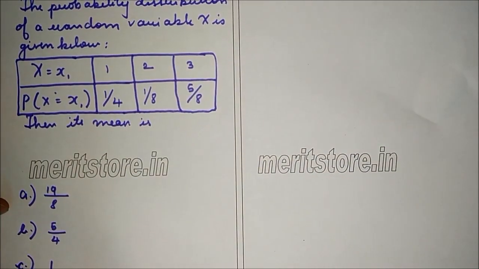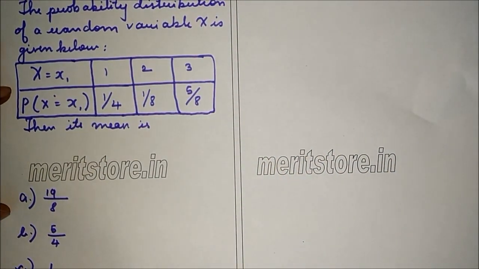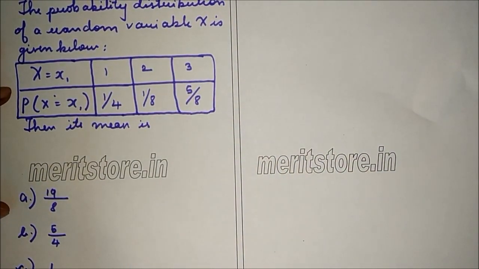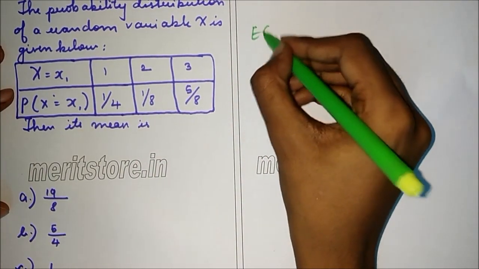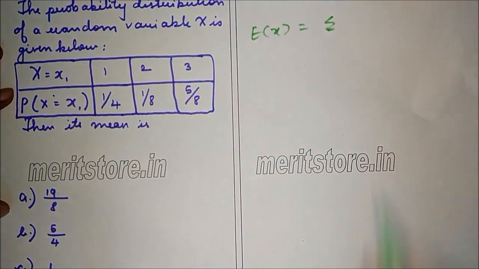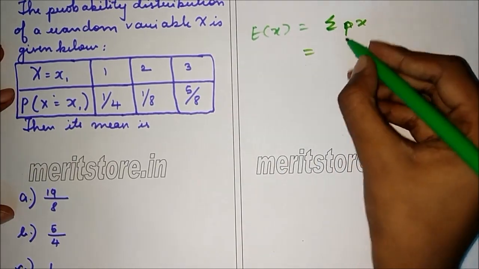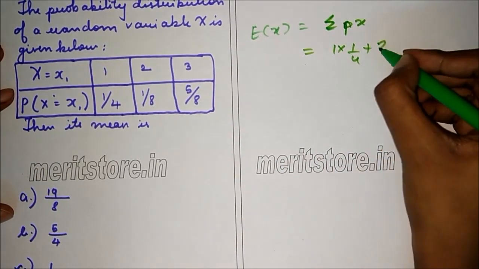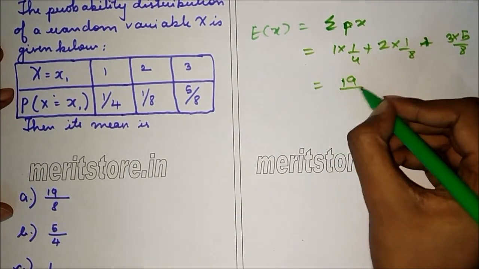The probability distribution of random variable x is given below. For x equals 1, probability is 1 by 4. For x equals 2, probability is 1 by 8. And for x equals 3, probability is 5 by 8. Then its mean is, so mean is given by E of x, which is equal to summation of p into x. So this is equal to 1 into 1 by 4 plus 2 into 1 by 8 plus 3 into 5 by 8, sorry. So this will be 19 by 8, which is option A.